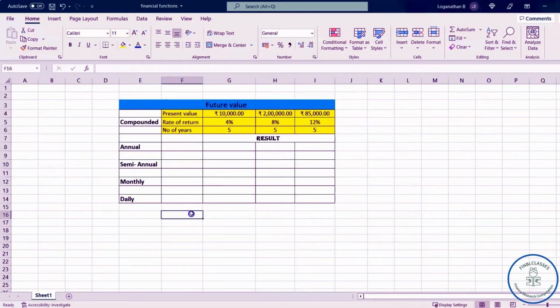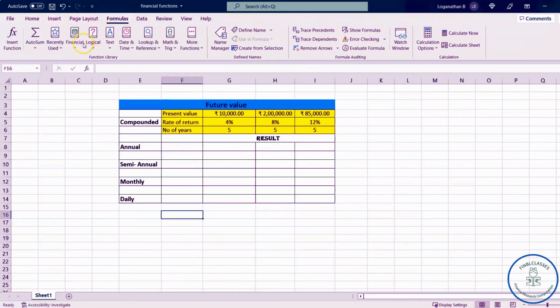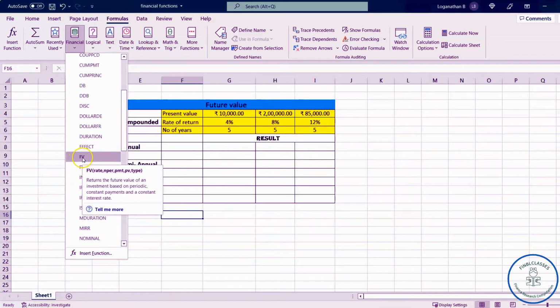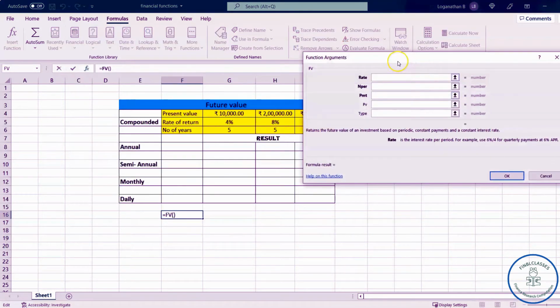So first, before getting into financial functions, come to the tab above, go to Formulas, then come to the financial part, click the financial part. In this case, we have to calculate the financial future value, right? FV. So we select FV, future value. You click the future value.